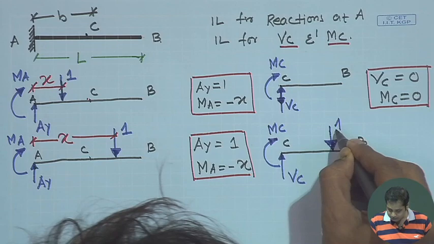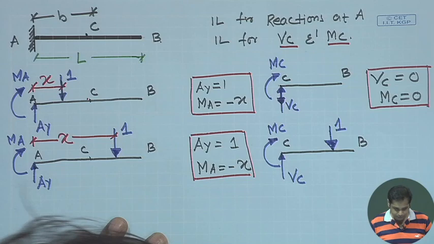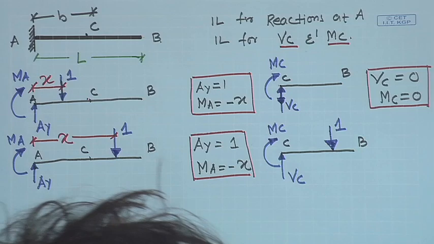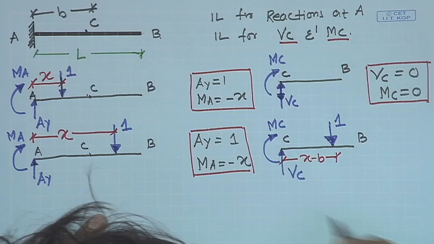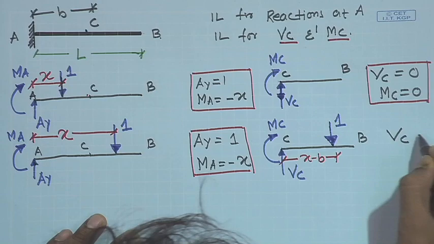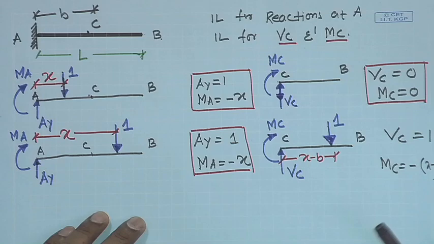This is the unit load, and this distance is x, so this distance will be x minus b. If we apply the summation of forces in the y direction equal to 0, we get V C is equal to 1, and then if we take moment about point C, we get M C is equal to minus (x minus b). We have done this many times.